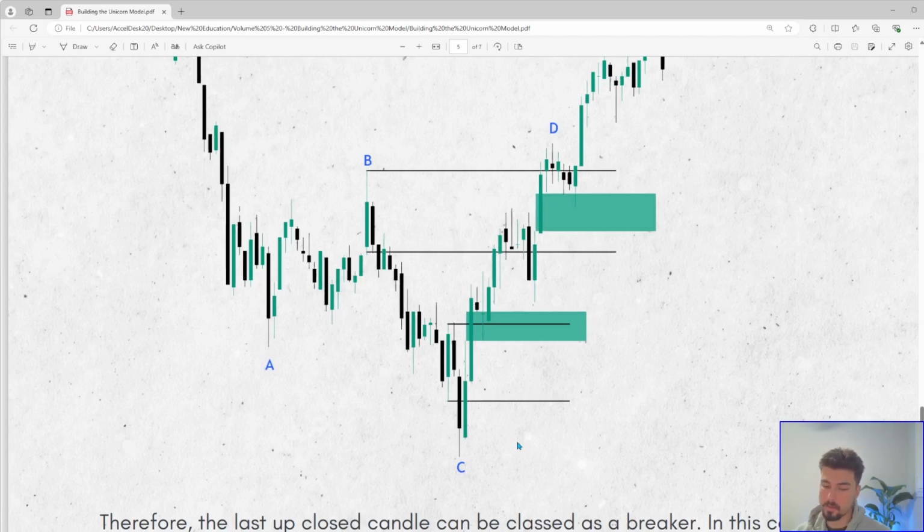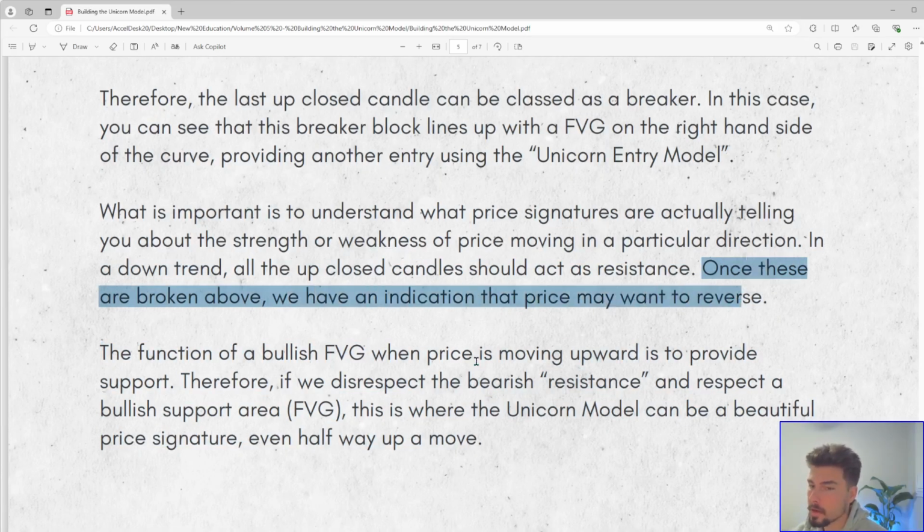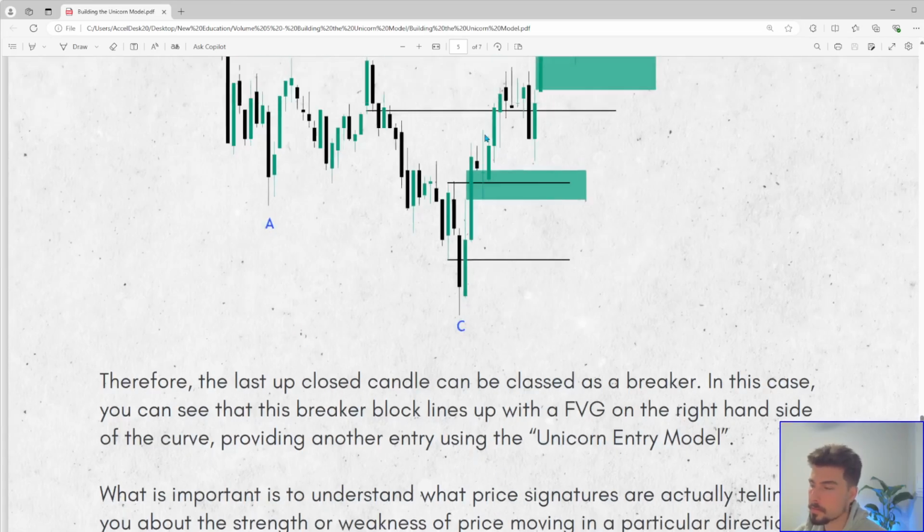These are all things that, when you have a criteria or a checklist, are going to make it more probable, or high probability, that it's going to work out in your favor. Just keep that in mind as well. Again, when we move down, once we see these broken, we have an indication that price might want to reverse. So once we see this thing broken, price might want to reverse.